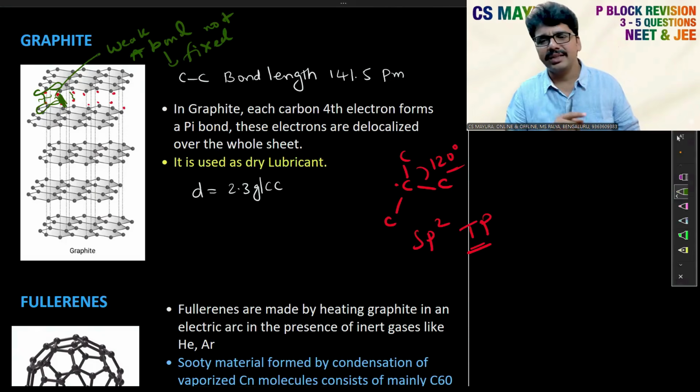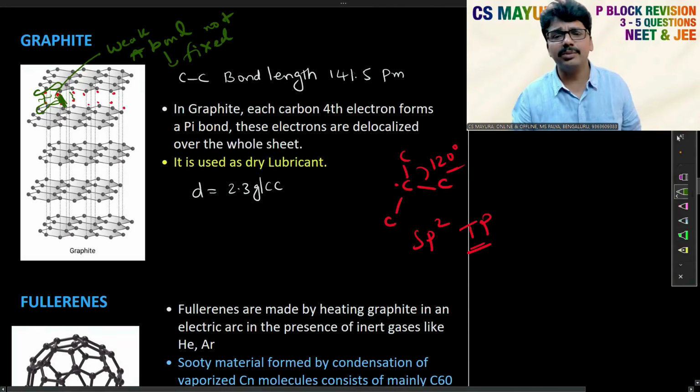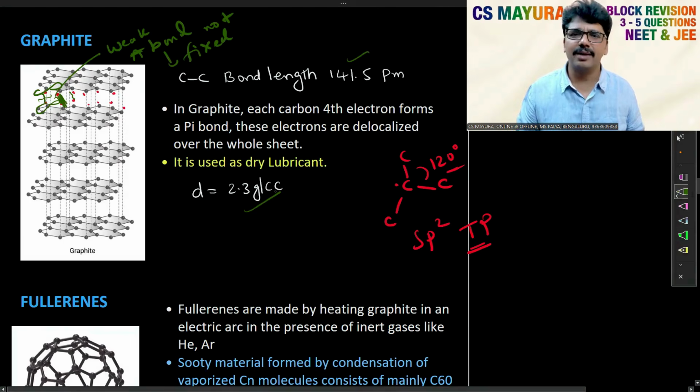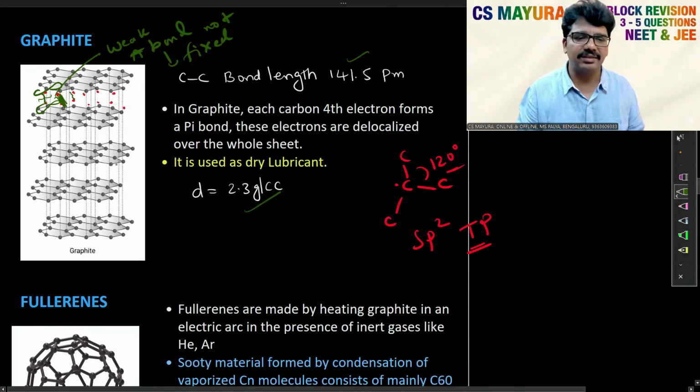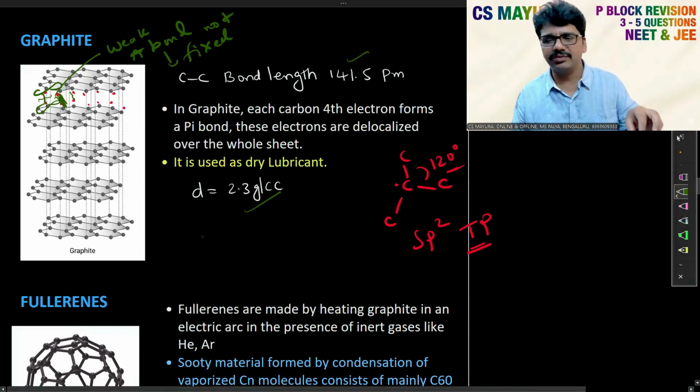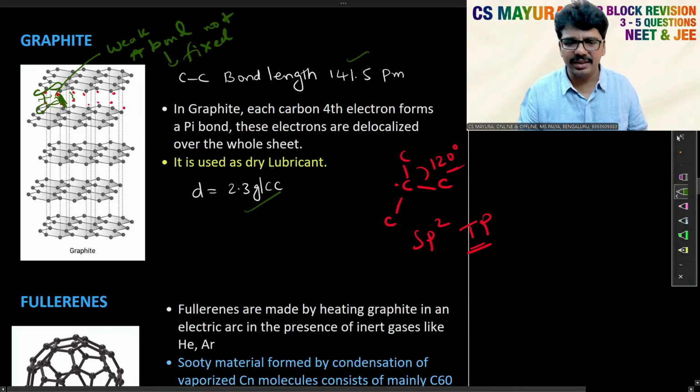So graphite hybridization is sp2. The C-C bond length is 141.5 picometers and its density is low, 2.3 grams per cc. Each carbon unit is triangular planar, but the whole structure of graphite is a hexagonal layer structure. Because of this layer structure, it has a slippery nature and is used as a dry lubricant.